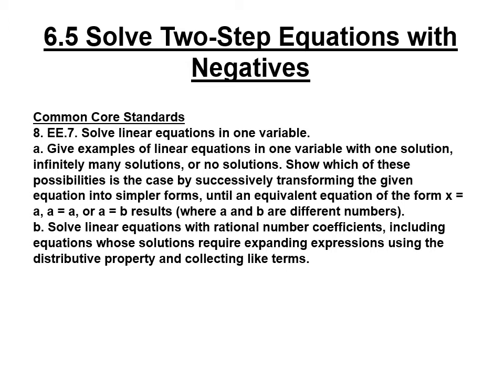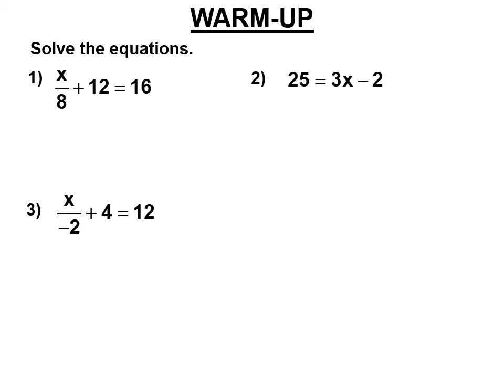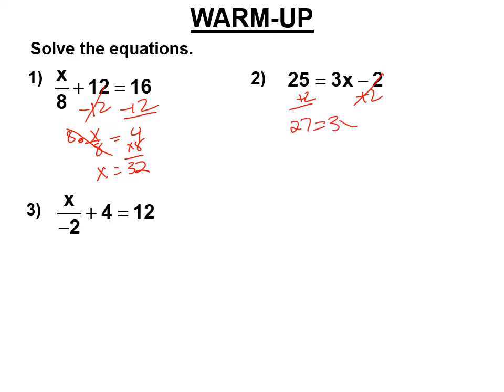So, let's start with some from yesterday, right? If it's add, you subtract both sides of the equal sign. X divided by 8 equals 16 minus 12, 4. X is being divided by 8, so we multiply by 8 both sides. X equals 4 times 8, 32. It's subtract 2, so you add 2 to both sides. 27 equals 3x. Divide both sides by 3, and 9 equals x.